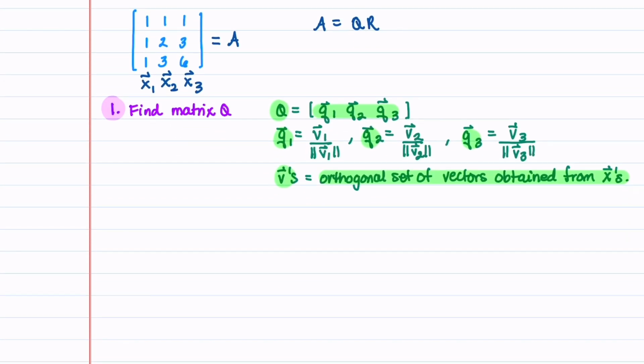We first need to find vector v1. What we're going to do is look back at our matrix A, and take one of those vectors and hold it fixed. I'm going to choose that vector to be x1, and I'm going to set it equal to vector v1.